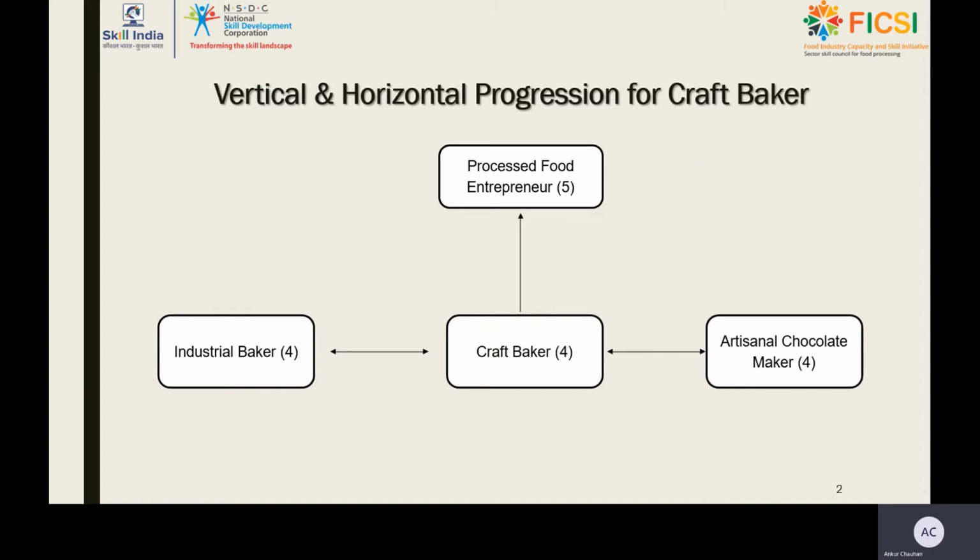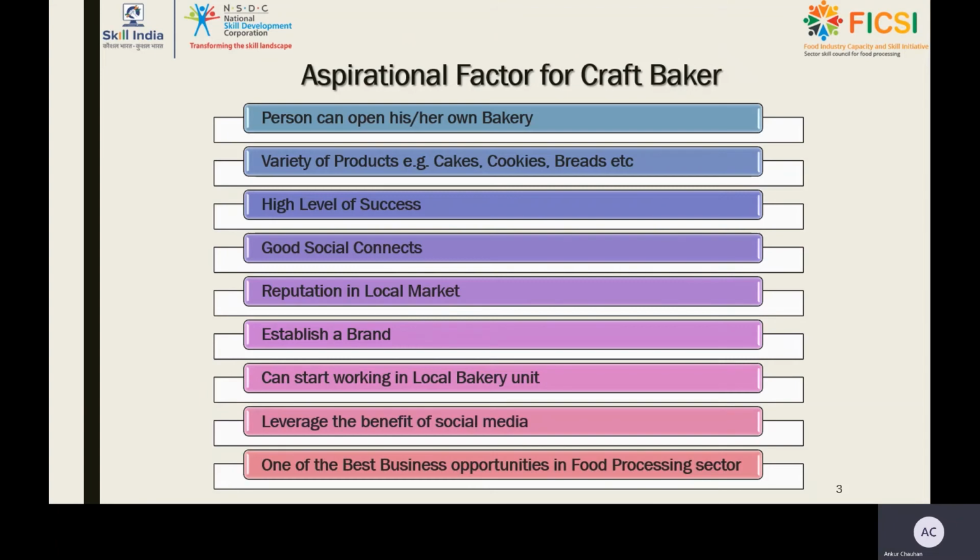As a vertical progression for craft baker, there is processed food entrepreneur where person can enroll after attaining 2 years of work experience as a craft baker or artisanal chocolate maker in any bakery unit. After completing the training in craft baker, a person can do variety of work or start a small scale self-owned bakery unit in local area as well as in market. He can add variety of product in his bakery unit such as cake, breads, biscuits and cookies.